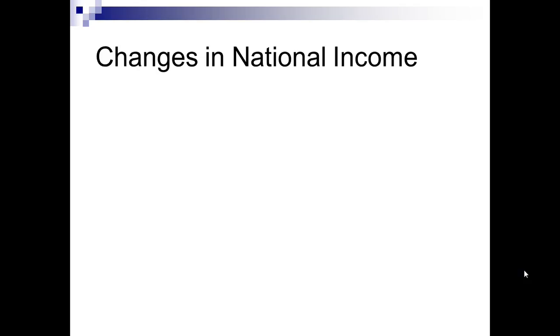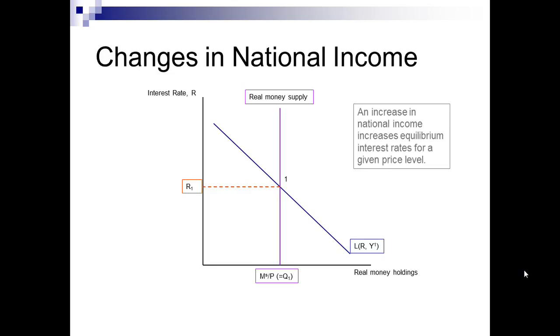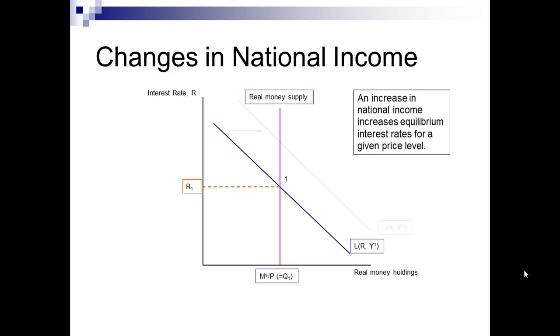Now let's think about changes in national income. So again, we're going to start out with the same initial graph that we had before. As before, we said that national income, when it increases, is going to increase the demand for money at every interest rate. So it's going to be represented by a rightward shift of the real aggregate money demand curve.